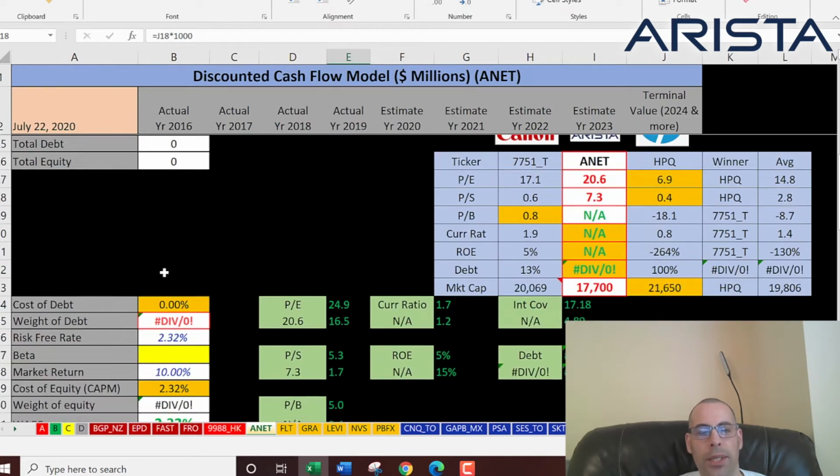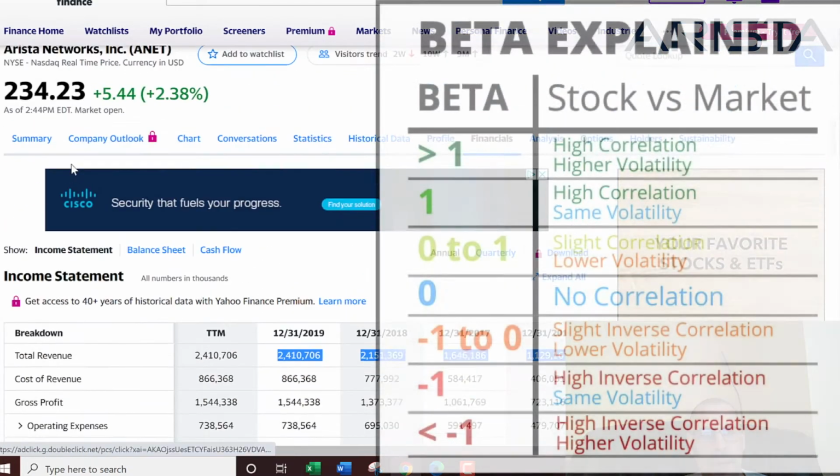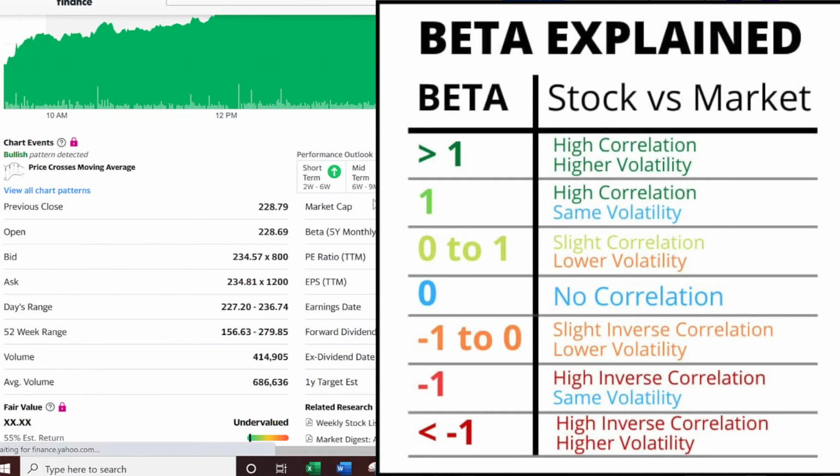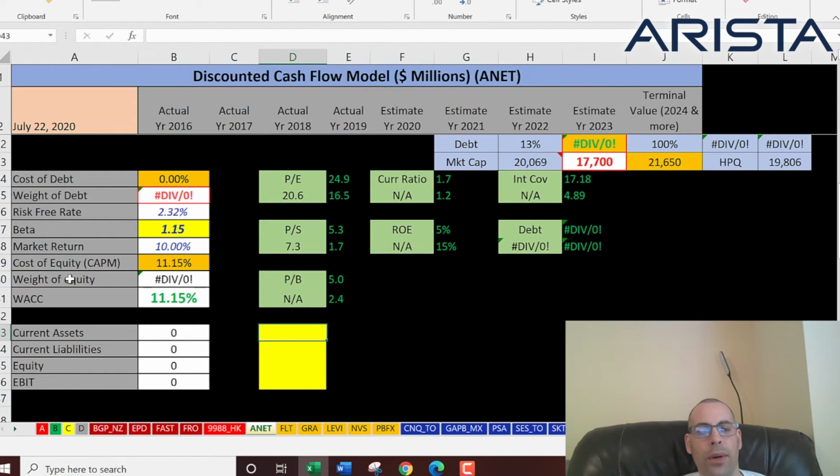They have no debt, which is awesome. Let's get the beta. The beta is how volatile the stock is relative to the market. And they have a pretty good beta, 1.15, so the stock moves a little more than the market. And the way to calculate the cost of equity is using the beta and the capital asset pricing model.